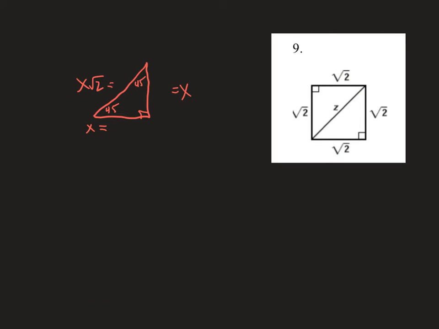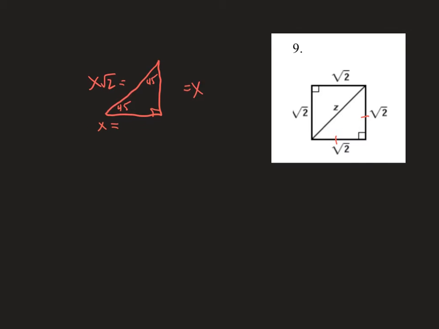Okay, so first off, on number 9, I noticed that I have a 45, 45, 90. How do I know that this is a 45, 45, 90? Because rad 2 is all the way around the sides, which tells me that my side lengths are the same, which means that this must be an isosceles right triangle or a 45, 45 right.